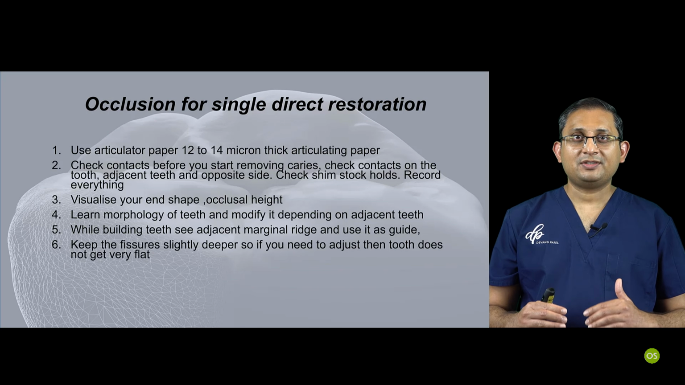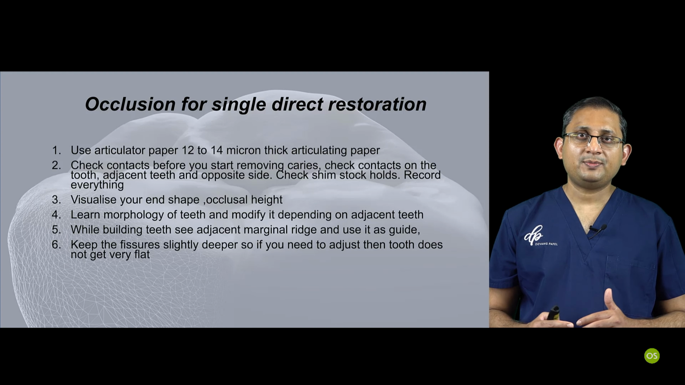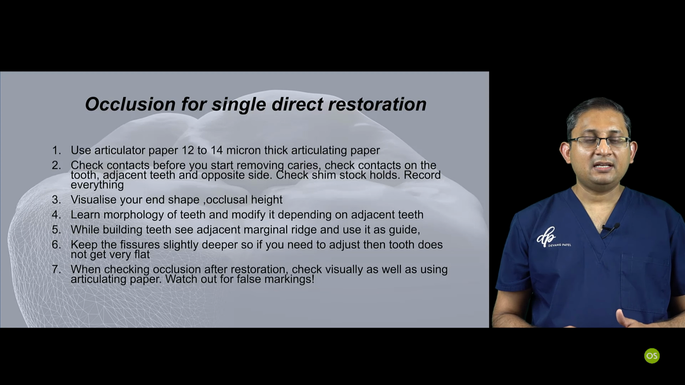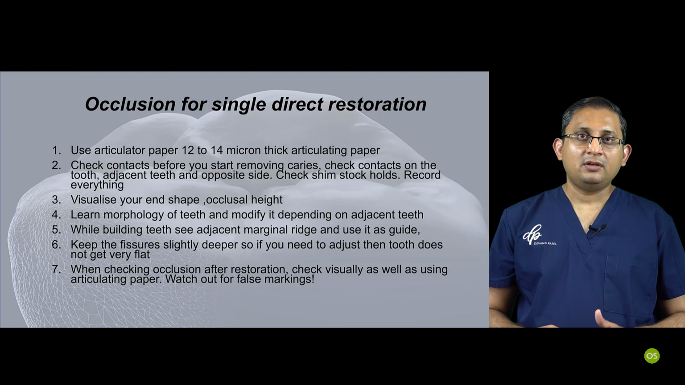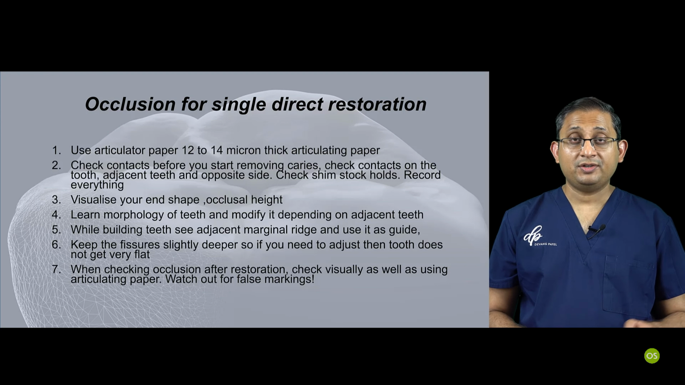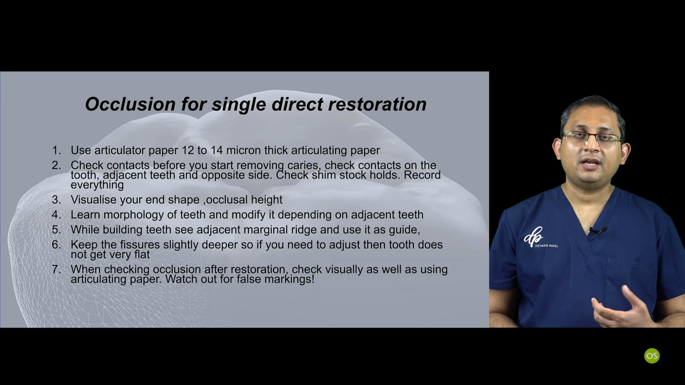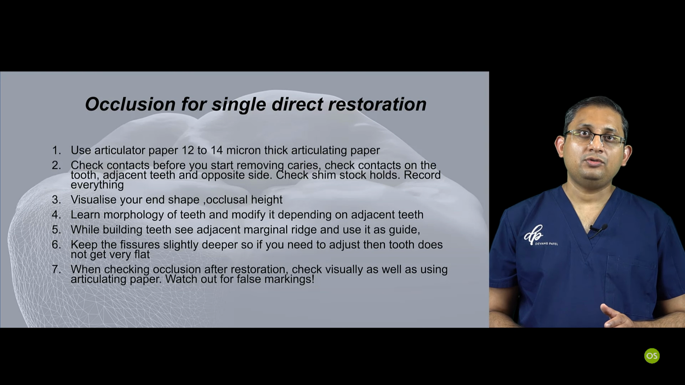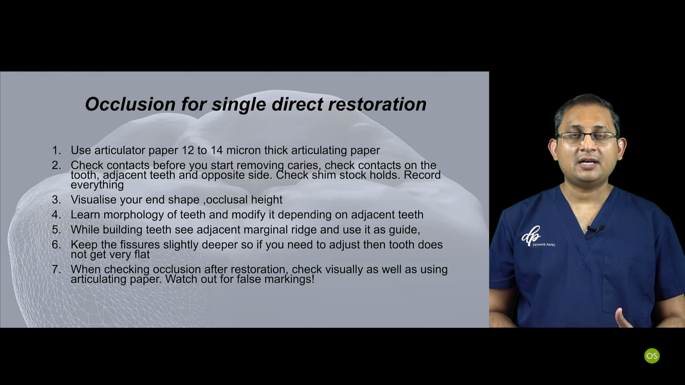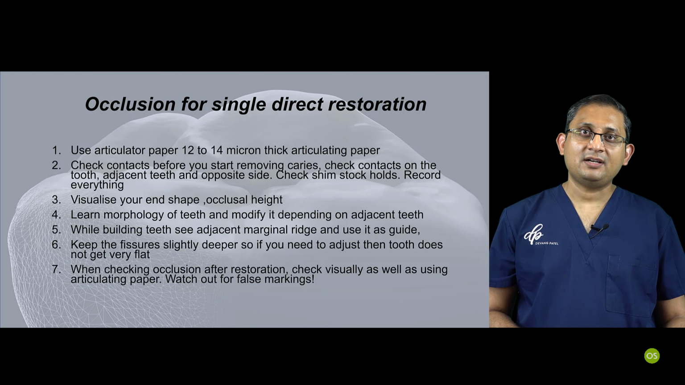Also, I tend to keep the features slightly deeper, so if I need to do adjustment, then the tooth doesn't look really flat. Make sure that when checking occlusion after restoration, check visually first before you start adjusting the tooth. If you're using articulating paper and you see there's a high point, make sure that you check whether that's the true contact, because if you're using really good articulating paper, one of the disadvantages is they mark really easily.